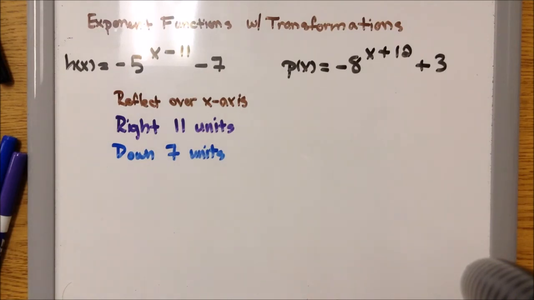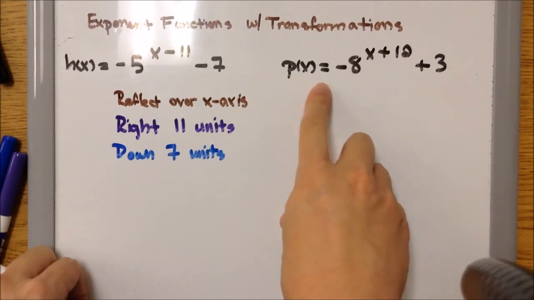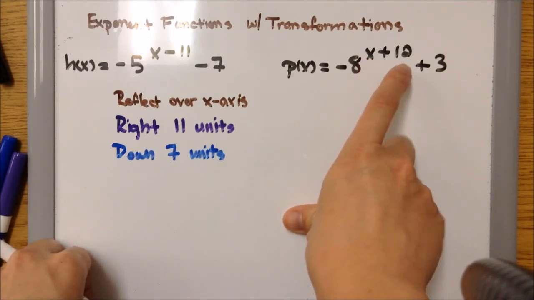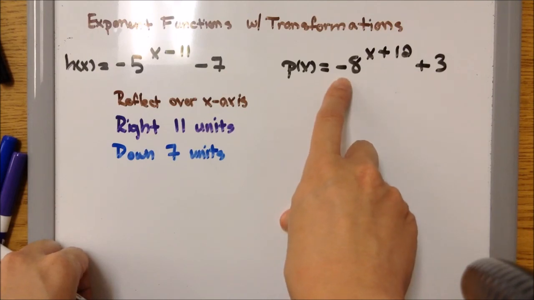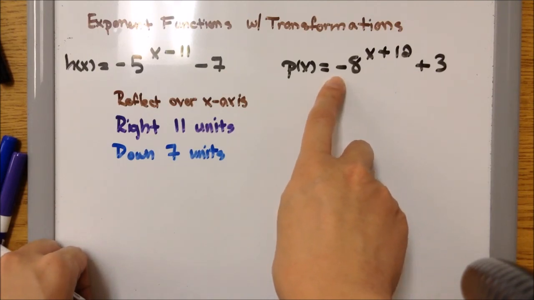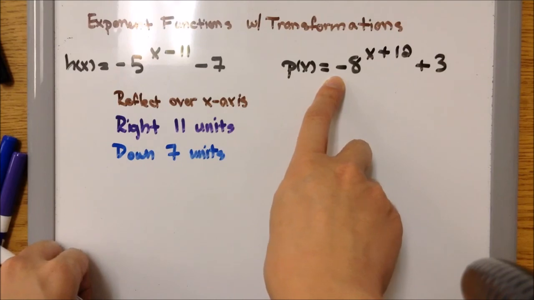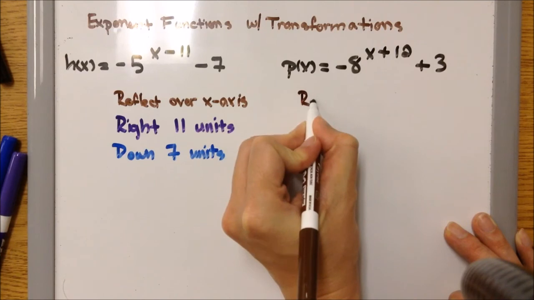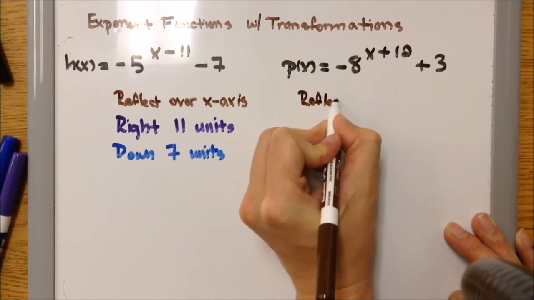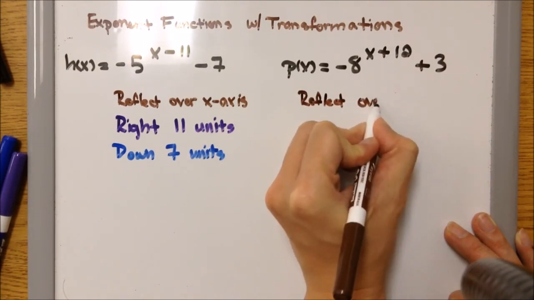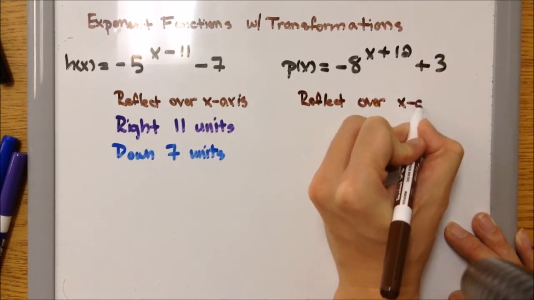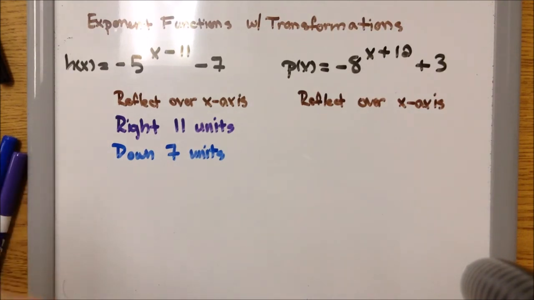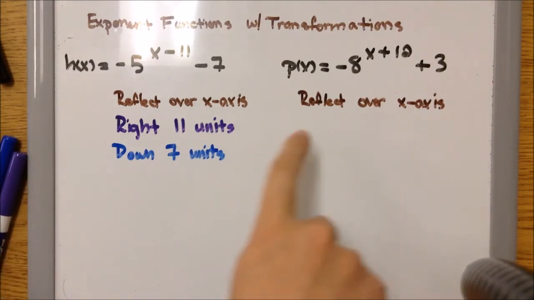Moving on to example 8, p of x equals negative 8, that's our base, to the power of x plus 12 and then plus 3. So just like example 7, there's a negative on the base, or also known as negative in front of the function. It's going to be a reflect over x-axis. Again, the negative is on the base, or in front of the function. So reflect over the x-axis.